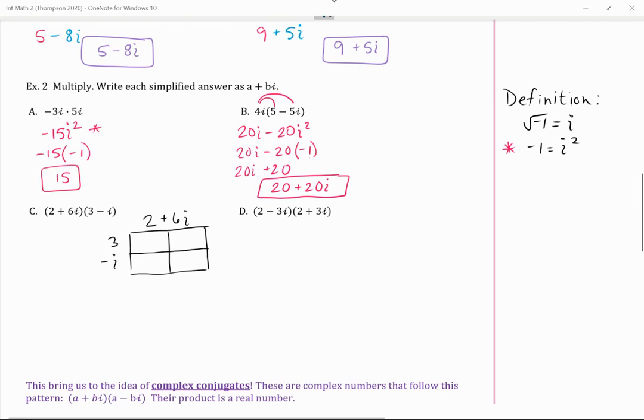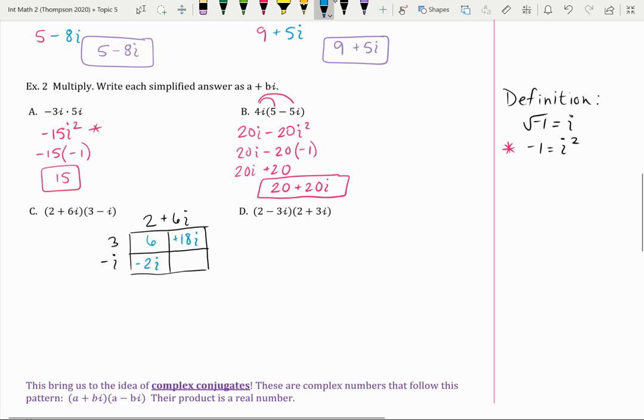So I multiply 3 times 2 and I get 6. 6i times 3 gives me a positive 18i. 2 times negative i gives me a minus 2i. 6i times negative i gives me a minus 6i squared. Now if I take all those and write out all the terms, you'll come across the fact that plus 18i minus 2i, I still have like terms when I do this.